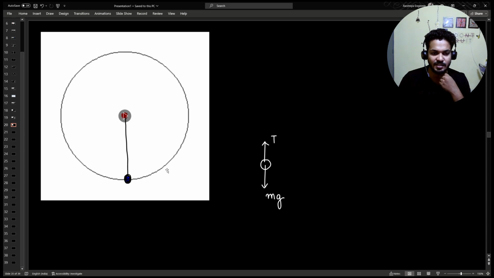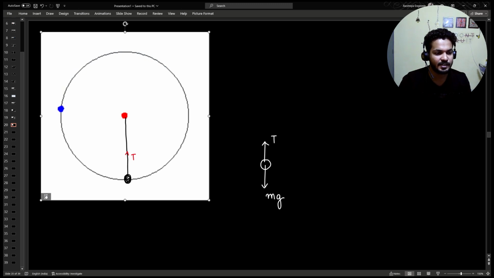When the body goes to a different location, you will see that the tension changes. Let me use the red color to show this is the direction of tension at this location. What I'm going to do is make this ball move to a different location, and make the FBD at that location.